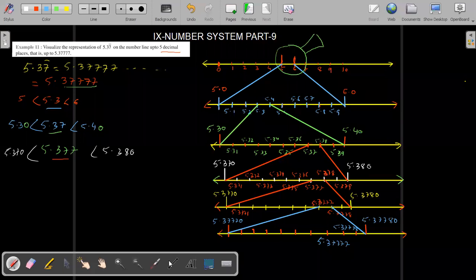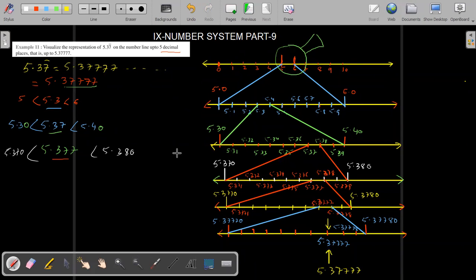So how will you represent your final answer? You can show one line like this. You can make a bigger line, we don't have space, otherwise you can make one line with an arrow, and this is your final point that you wanted to make on the number line. Got it? This will show that this is the point 5.377777, up to 5 places of decimal.